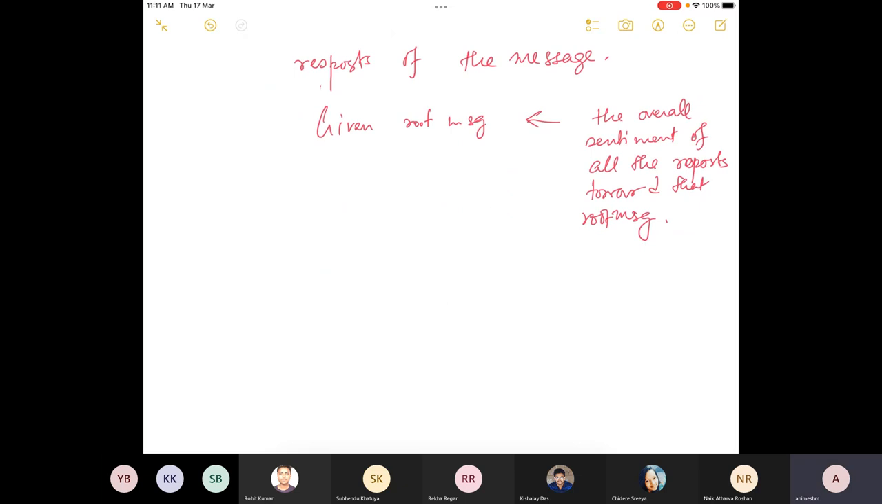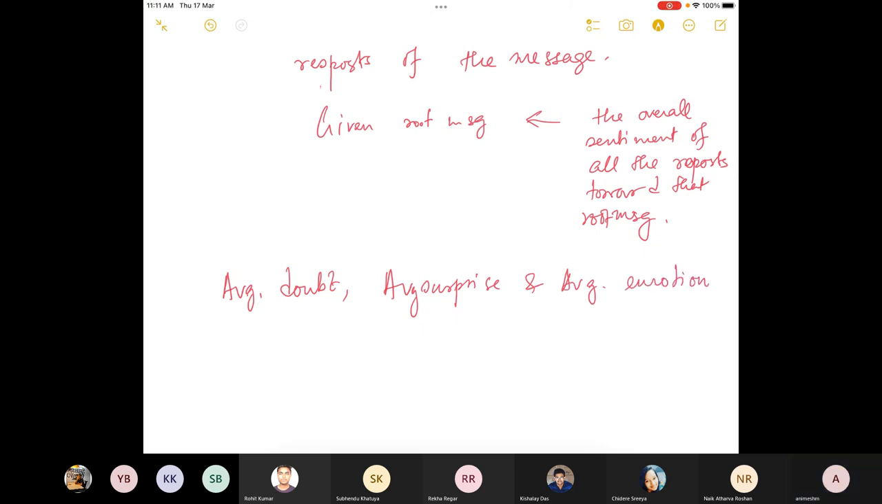Similarly, they computed the average doubt, average surprise, and average emotion in the reposts toward the root message.